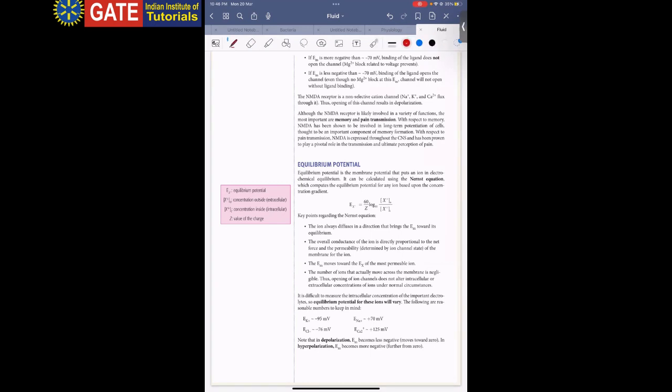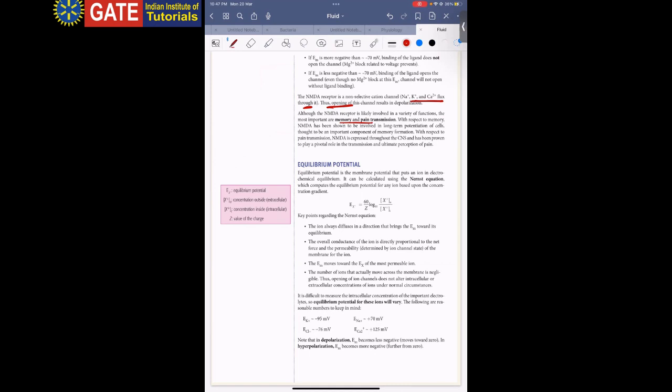You have to know the NMDA receptor is a cation channel. It is responsible for sodium, potassium, and calcium flux through it. So wherever there's an opening of the channel, the calcium and sodium will go inside and it will cause depolarization. And you have to know that the NMDA receptor is present mainly in the CNS and is responsible for memory and transmission.